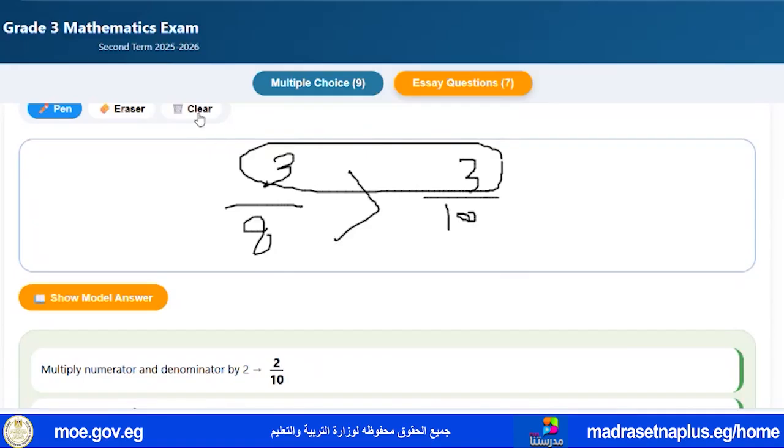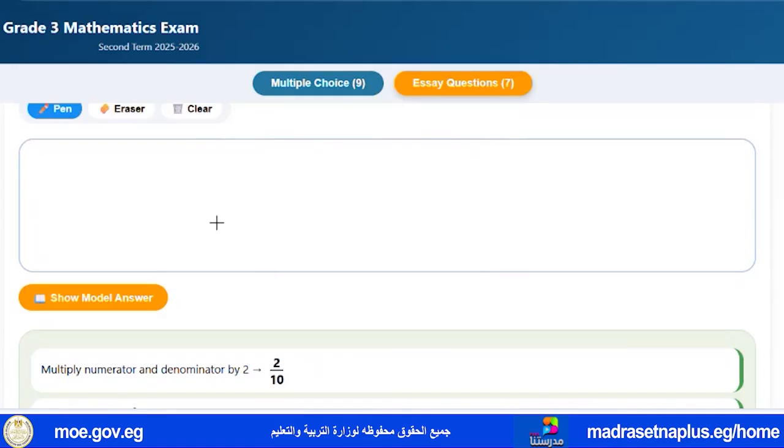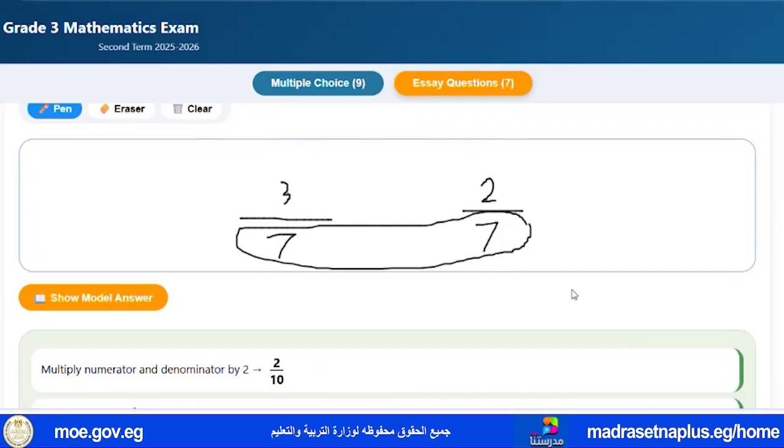Okay? What about fractions that have the same denominator, like 3/7, 2/7? In this case, we have what? We have same denominators. Now let's look at what? Numerators. In this case, if we have same denominators, the greater numerator, the greater fraction. 3 is greater than 2. Okay, so 3/7 is greater than 2/7.